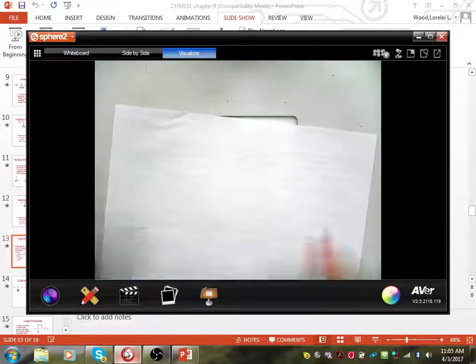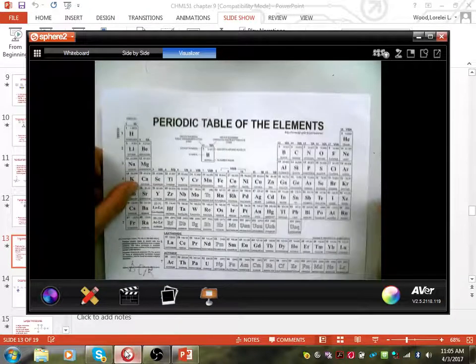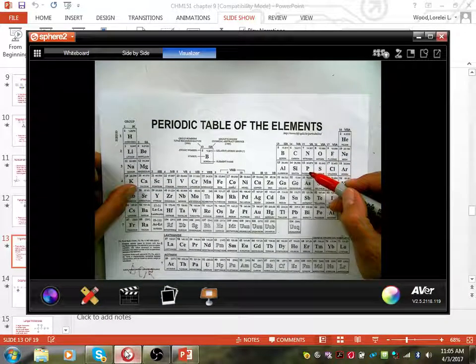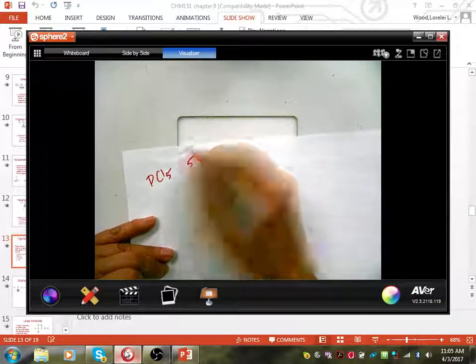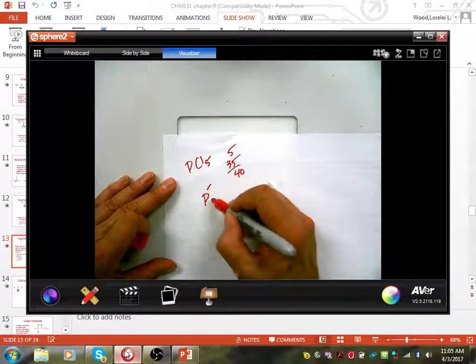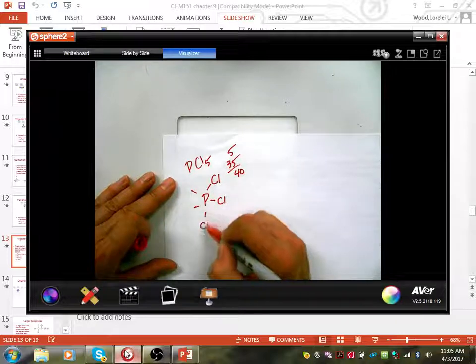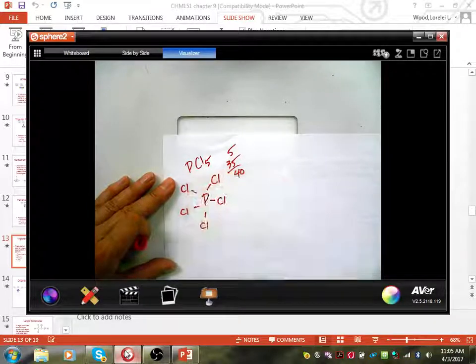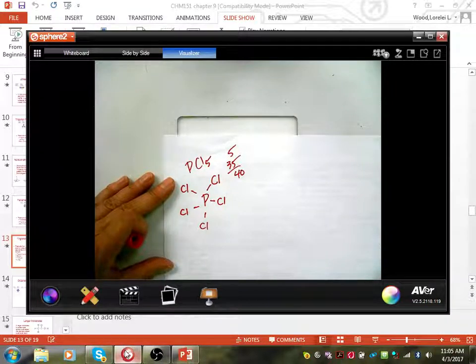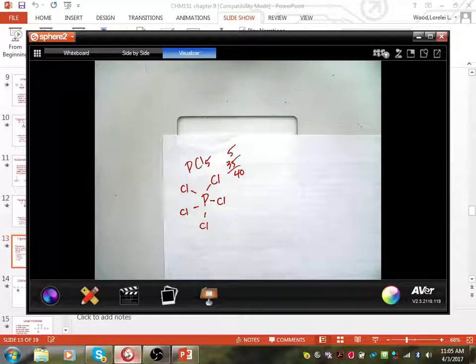All right, so we have PCl5. Phosphorus has 5 valence electrons. Each chlorine has 7. 7 times 5 is 35, so I have a total of 40. So I got P in the middle, and this is an atom that already is going to be violating the octet rule. What do I mean by it's violating the octet rule? It has more than 8 electrons around it. And the central atom can do that. When we get to these more complex molecules, the central atom can violate the octet rule.